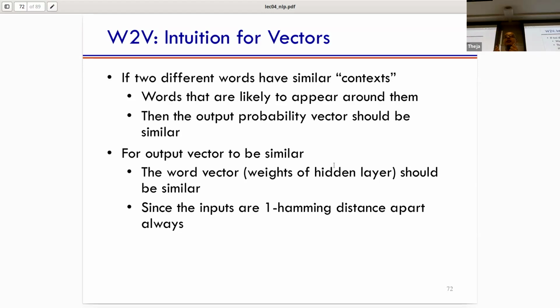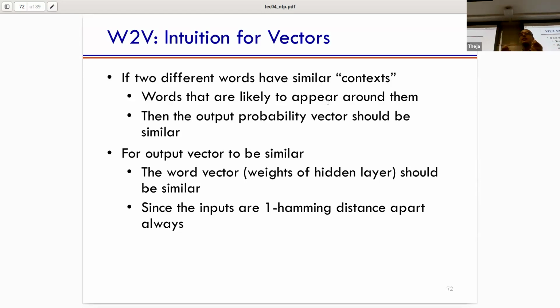Remember our training example for two different words, let's say ants and bees. For ants, there are nearby words which are similar to the nearby words of bees. Which means that when the input is ants, there's a distribution of words that we're generating. That distribution should be very close to the distribution of words that we generate when we give the input as bees as well. That's what will happen. The output probability vector should be similar.